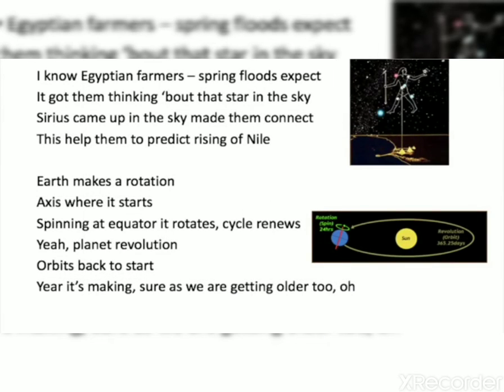Oh, I know Egyptian farmers spring floods expect. You got them thinking about that starry sky. Sirius came up in sky, made them connect. This helped them to predict rising of Nile. Earth makes a rotation, axis where it starts. Spinning at equator, it rotates, cycle renews. Yeah, planet revolution, orbits back to start. Here it's making sure as we are getting older too.